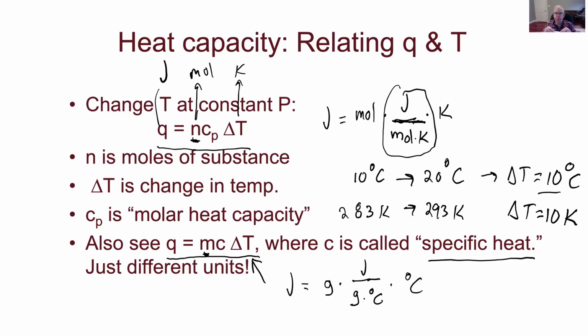You just have to make sure that you're only working with one version of the equation at a time. What you can't do is put grams in here for this one and then have the heat capacity this way, because then my units don't parse, right? And then I still have grams over moles when I get things multiplied out, and I don't want to have that.